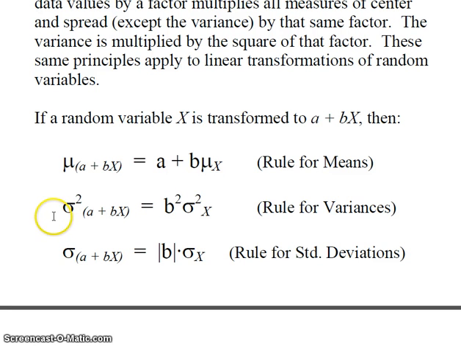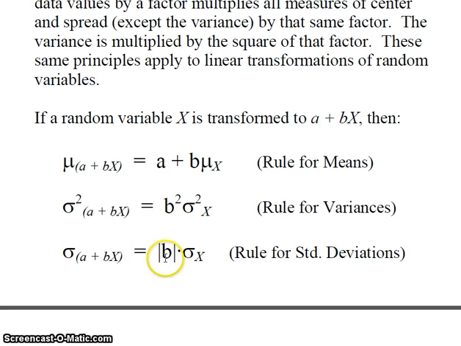The variance of a plus bx is going to be b squared times the variance of x. You notice that this particular expression right here does not contain an a. That's because this a just affects the center. It does not affect the spread. So that would not enter into the new variance.